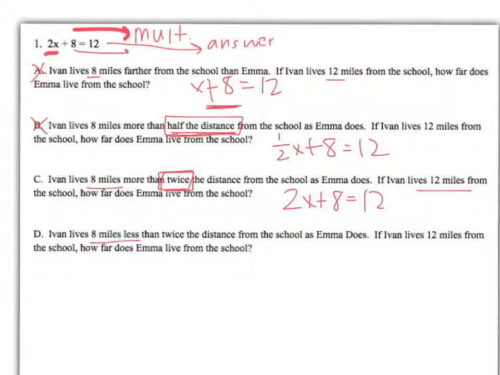Ivan lives 8 miles less. Oh, that's not an addition word, that's a subtraction word. So even though twice is here, it's a minus 8 instead of a plus 8. So C is our answer. So that's really all it takes. All you do really is just break down each individual component and go from there.